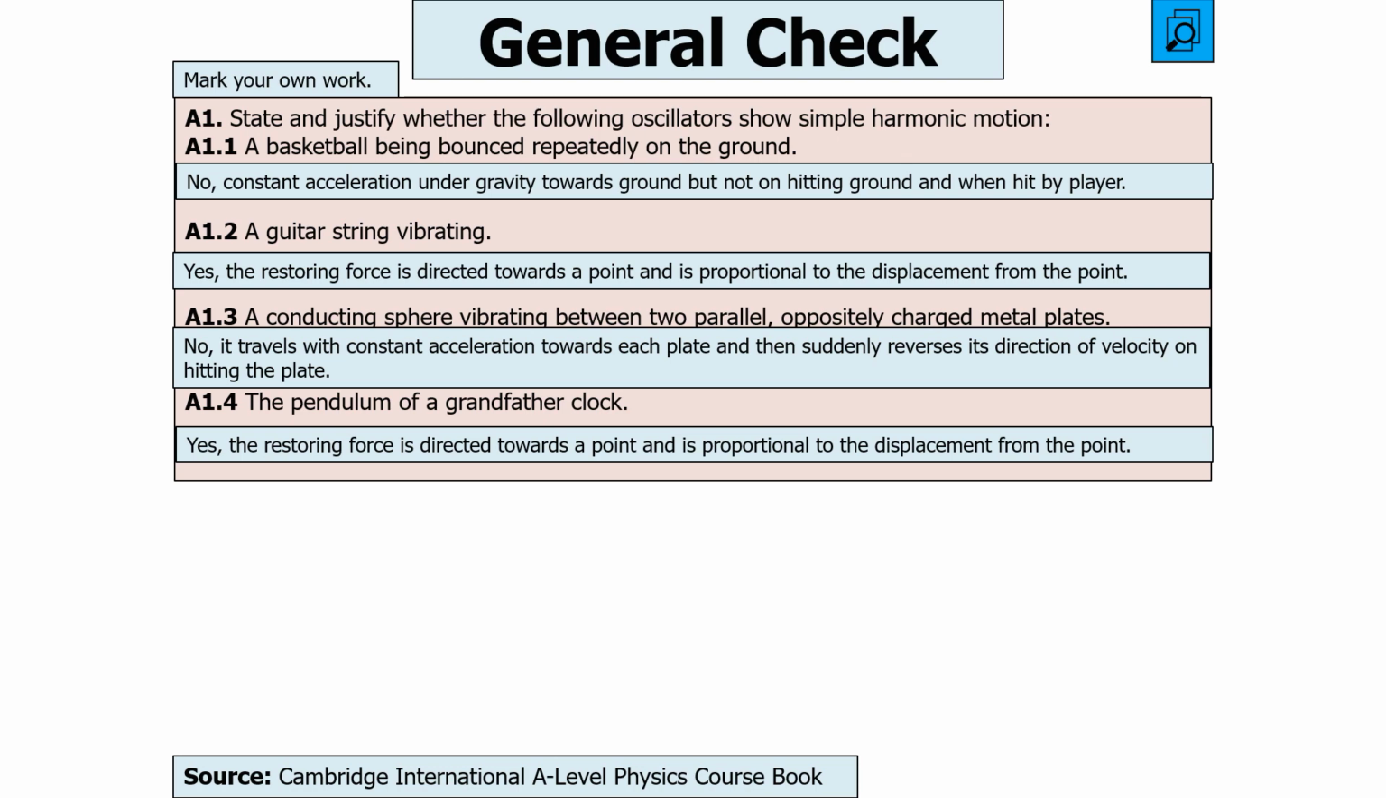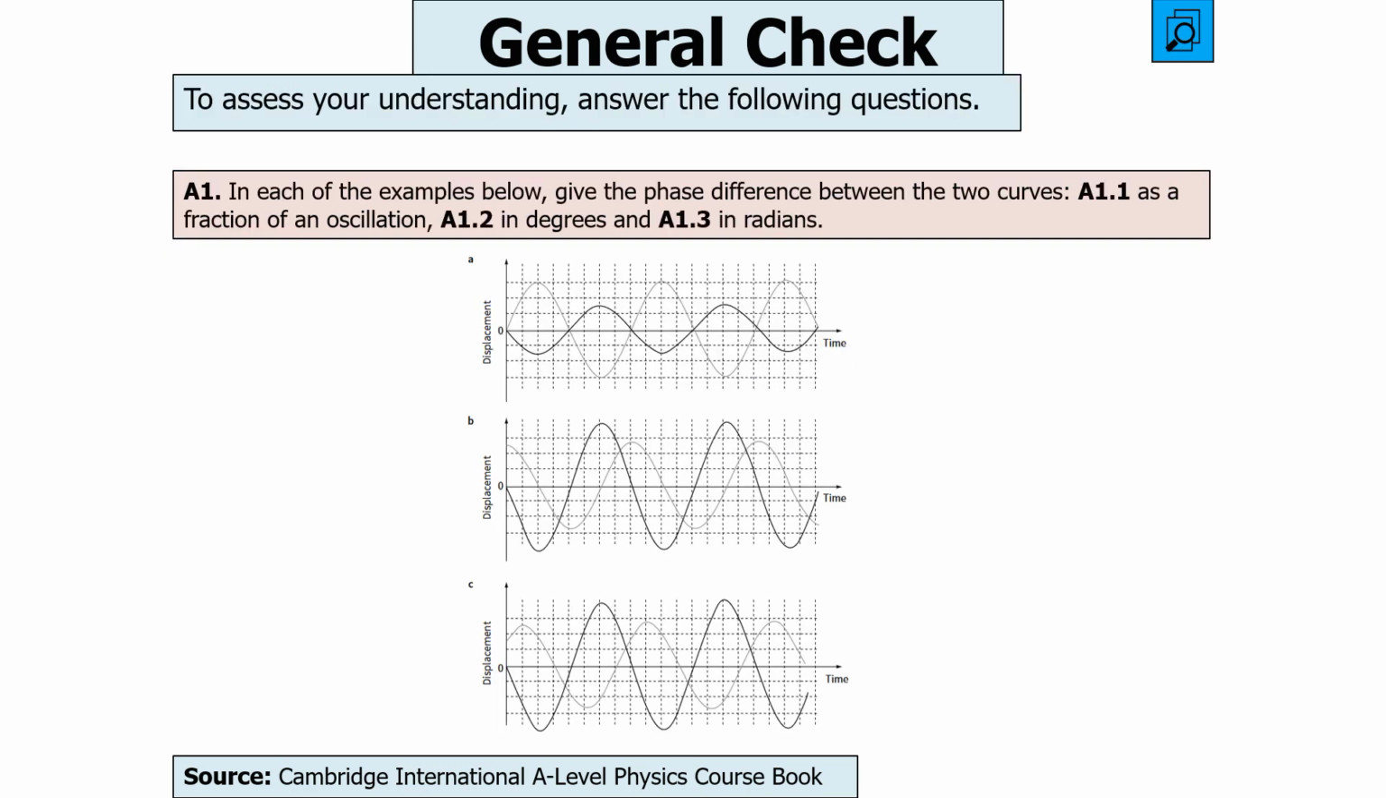The next question says, in each of the examples below, give the phase difference between the two curves shown, then indicate that as a fraction of an oscillation, then give it in degrees and then give it in radians. Pause the video now, then unpause the video when you want to go through your answer.